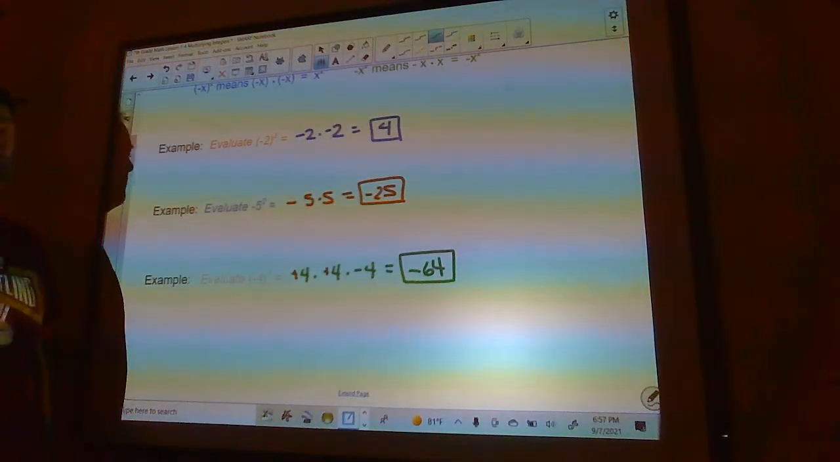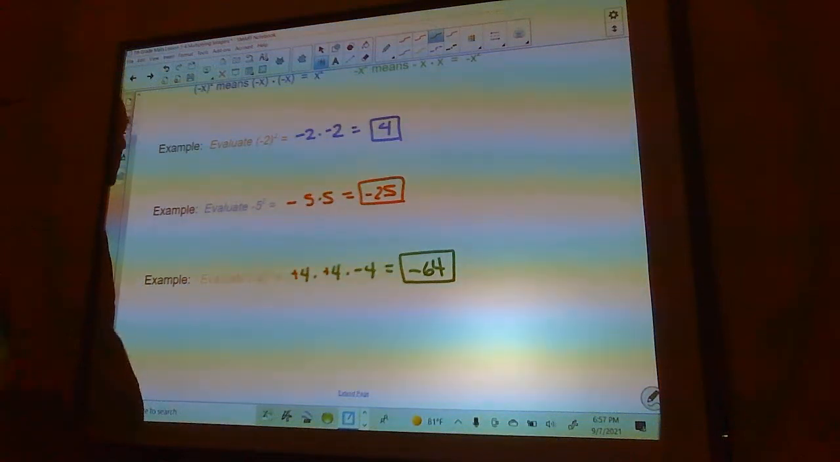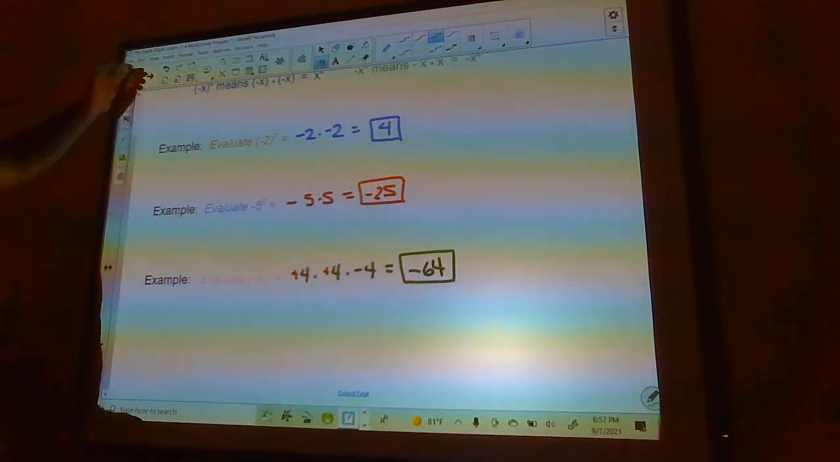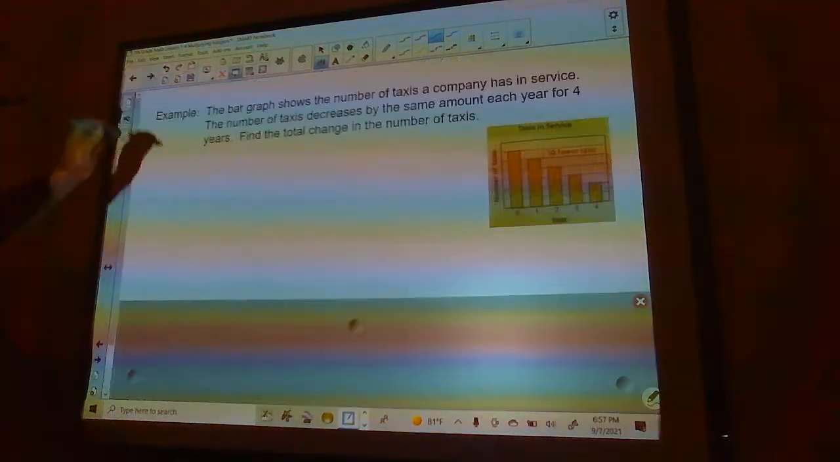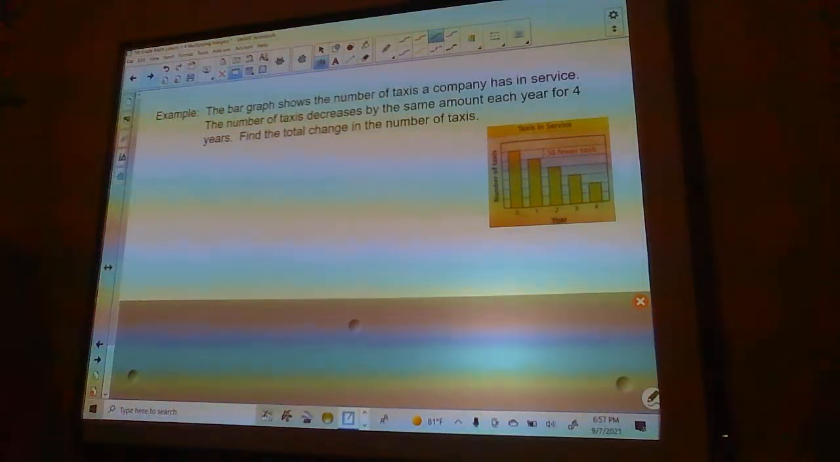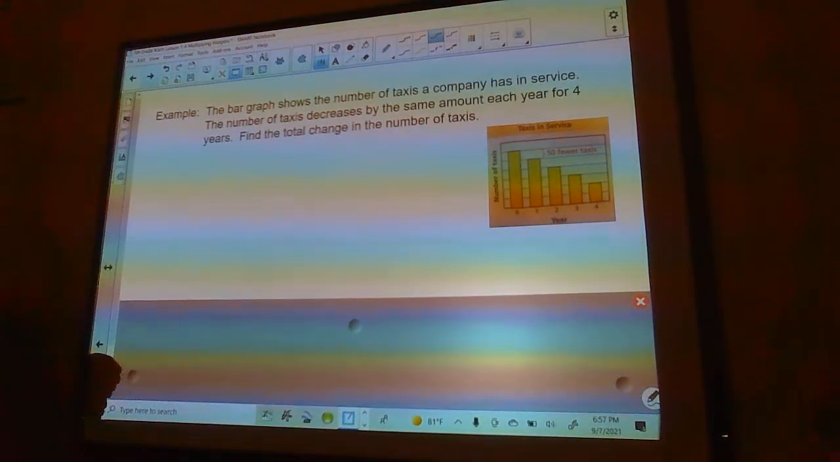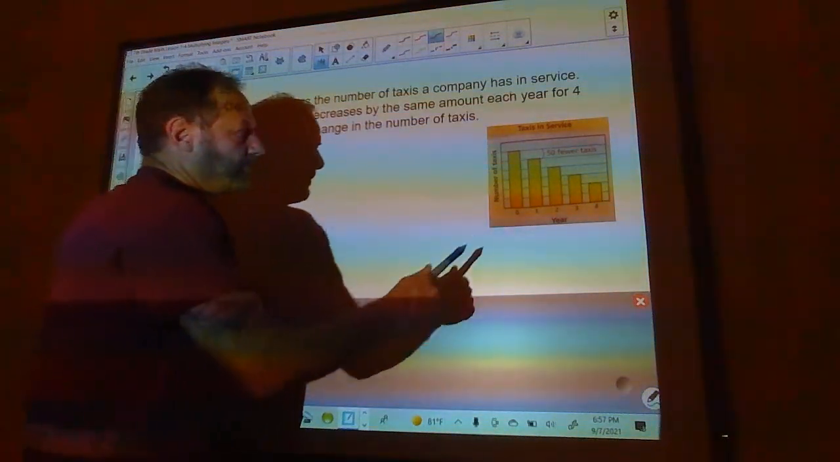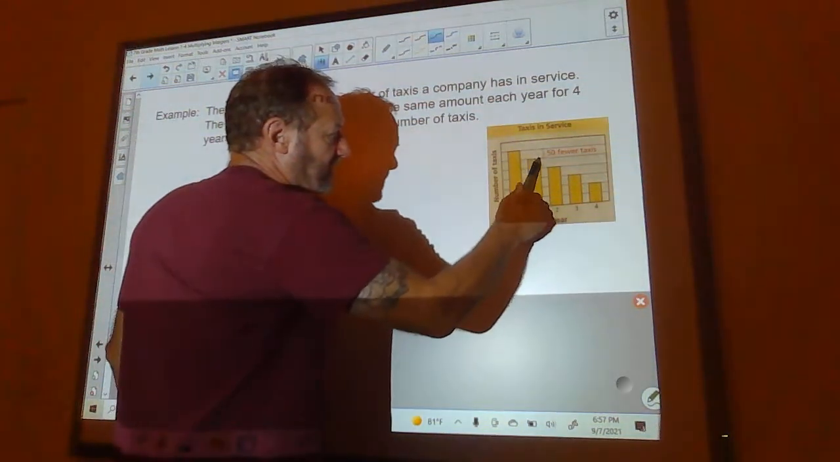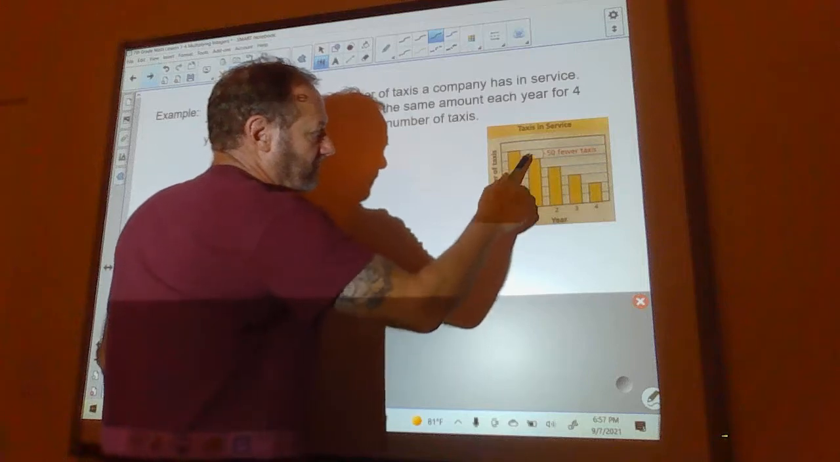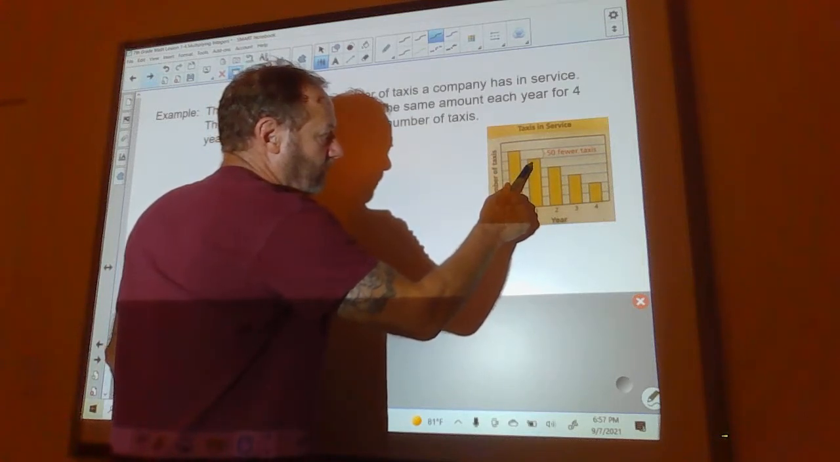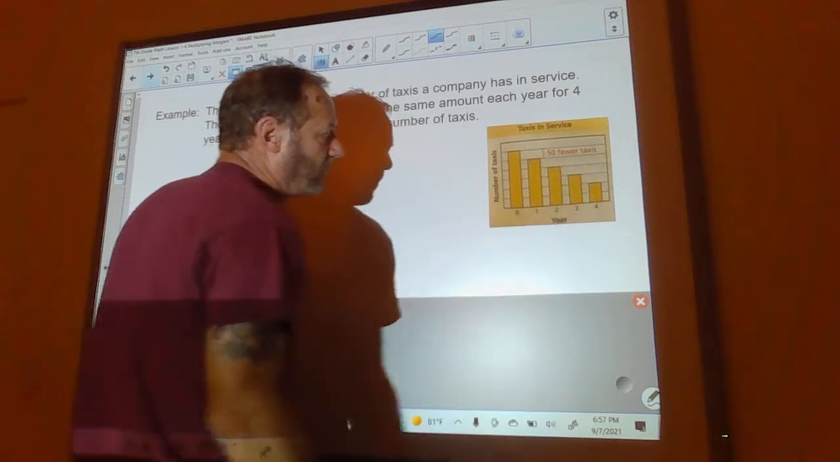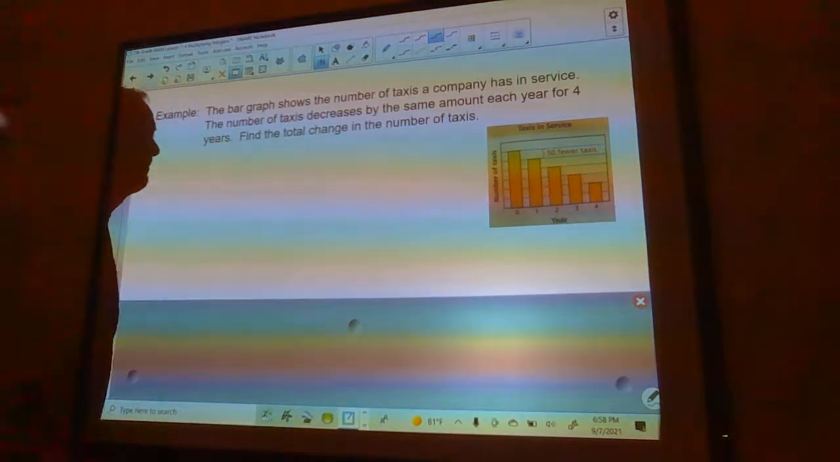Pretty easy, except that it can get complicated pretty quickly. The bar graph shows the number of taxis a company has in service. The number of taxis decreases by the same amount each year for 4 years. Find the total change in the number of taxis. If you look here, the difference between each bar is 50 taxis, 50 fewer. So this had 1, 2, 3, 4 changes of 50 taxis.